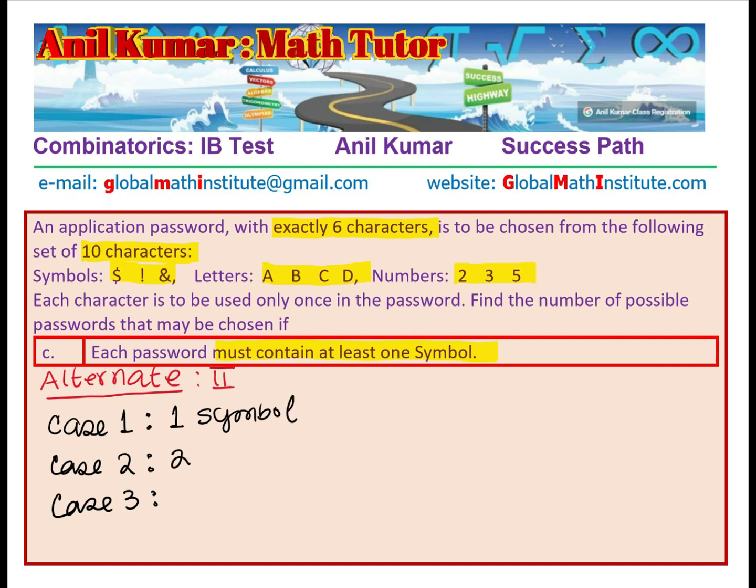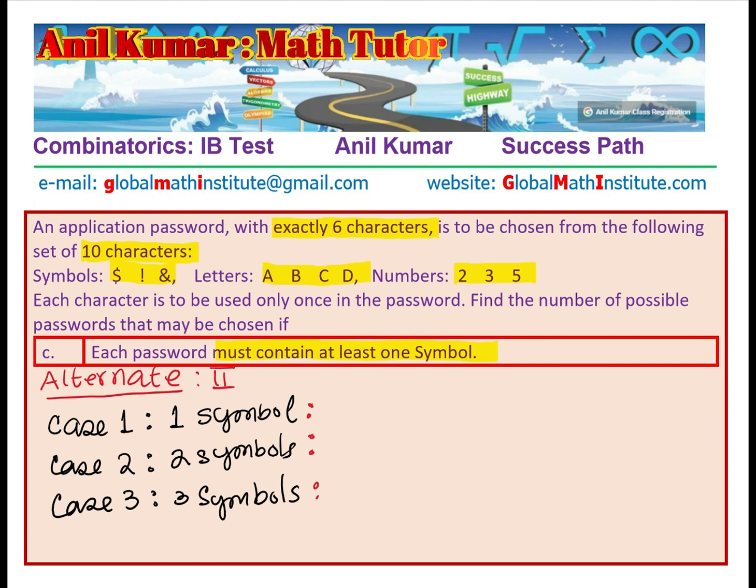Case 2, we can have two symbols. Or we could have three symbols. There are three only, right? All the three. Correct. So you get the idea, right? So we need to now find different combinations with these conditions, right?